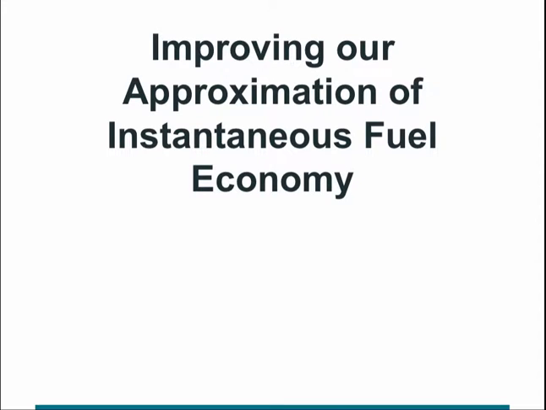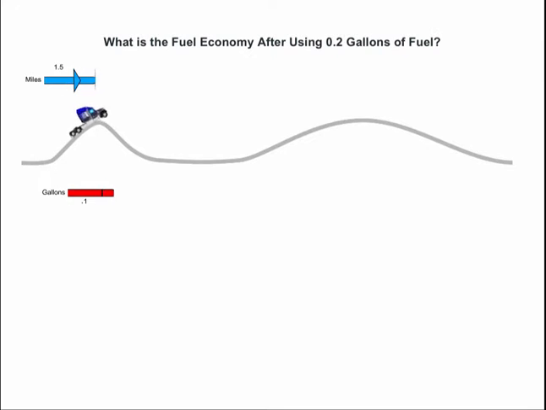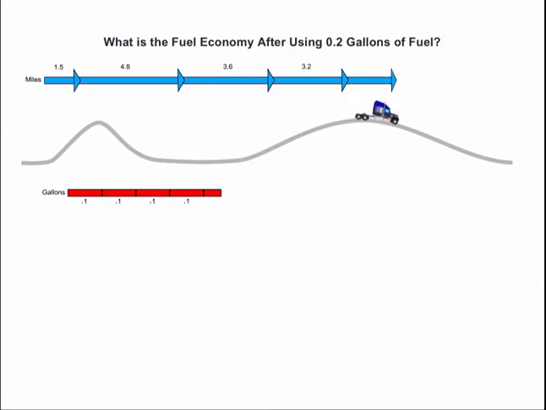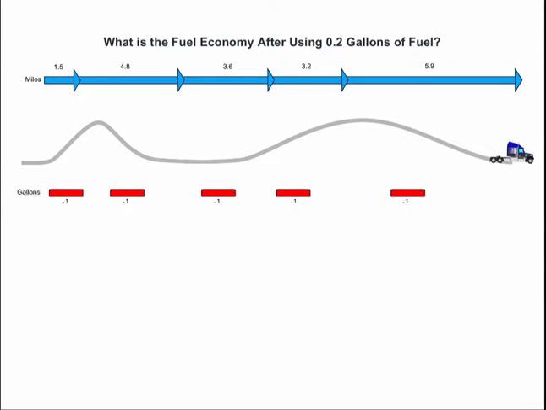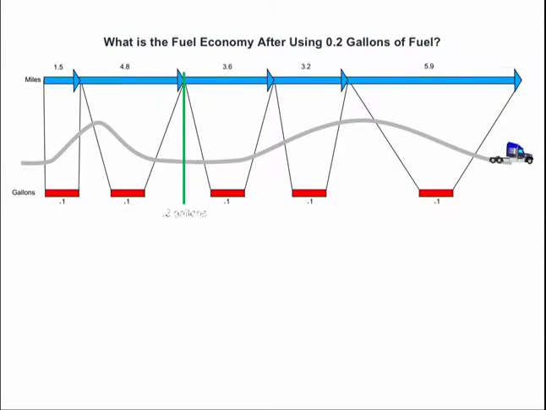In this video, we'll be looking at how we can improve our approximation of a truck's fuel economy when it has used a specific amount of fuel. In the last video, we started by looking at a truck driving on a hilly section of highway, and we focused on the amount of change in distance for each tenth of a gallon interval. We wanted to approximate the truck's fuel economy when it had used exactly 2/10 of a gallon of fuel.